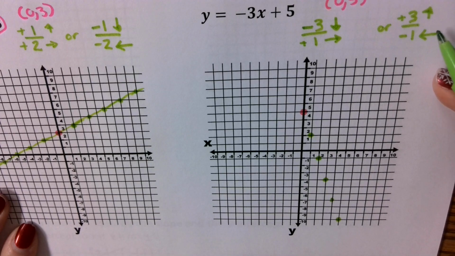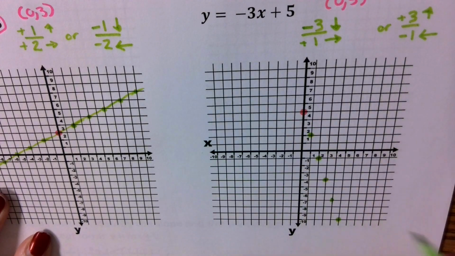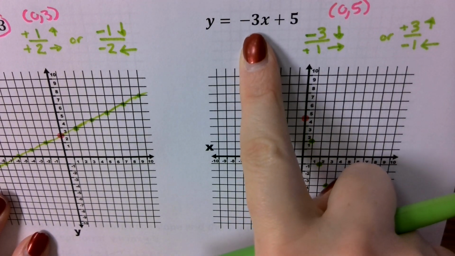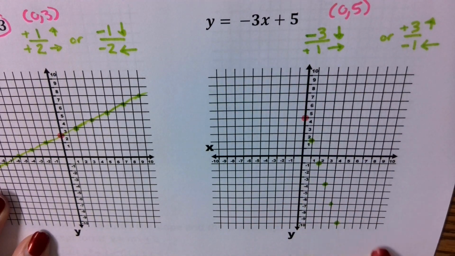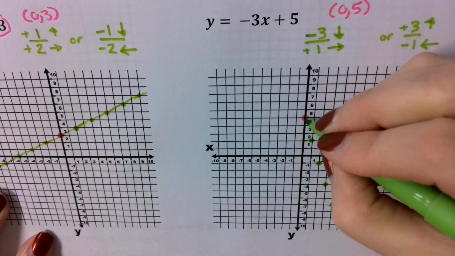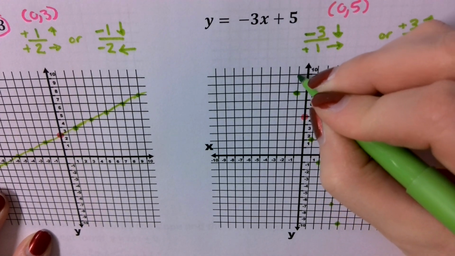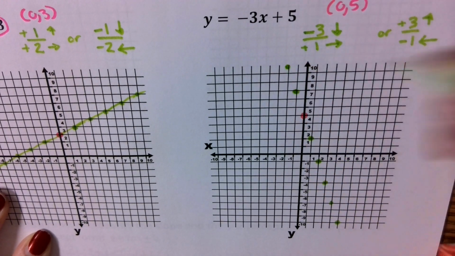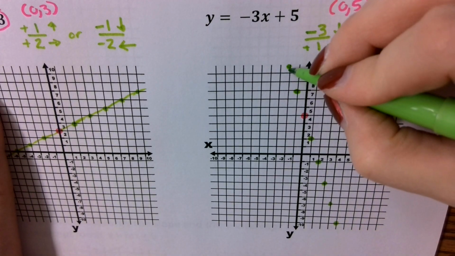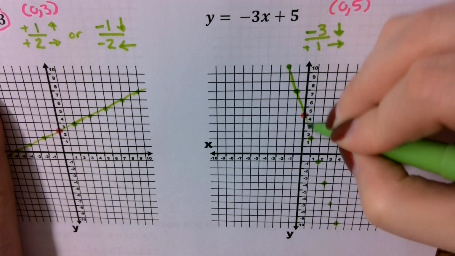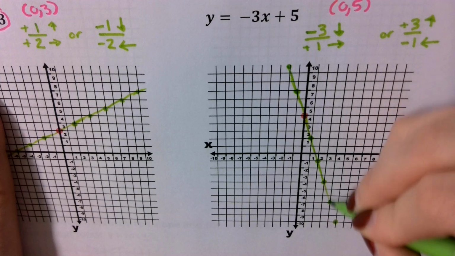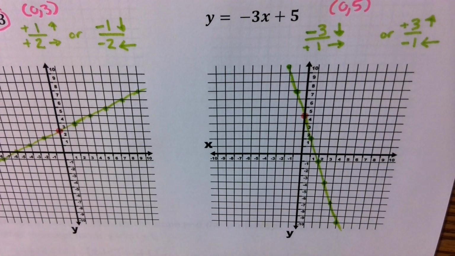You could then go the opposite. You could go up 3, but then to the left. Again, you're trying to create a negative slope, so it should look like a negative graph. So if we go up 3, 1, 2, 3, to the left 1, and then up 3, to the left 1. And then there's your graph. Again, if you're going to connect them, be very careful how you connect, because you want to make sure it still stays a straight line.